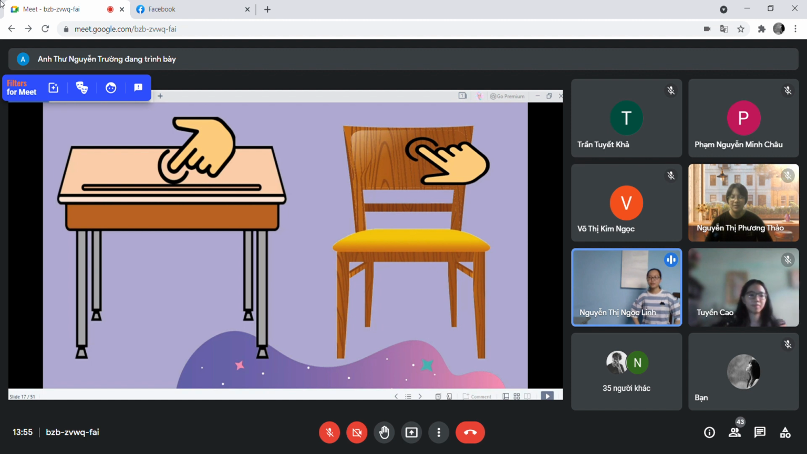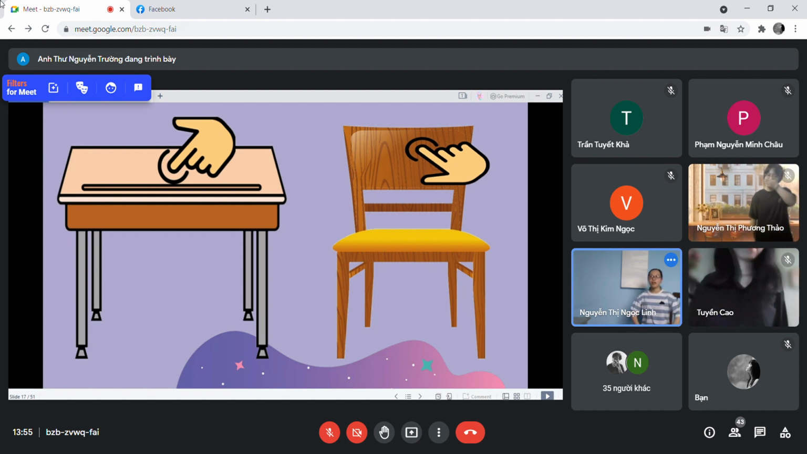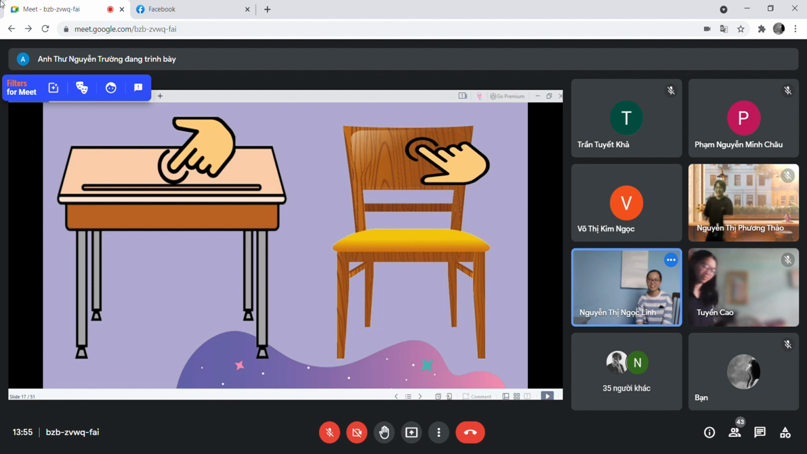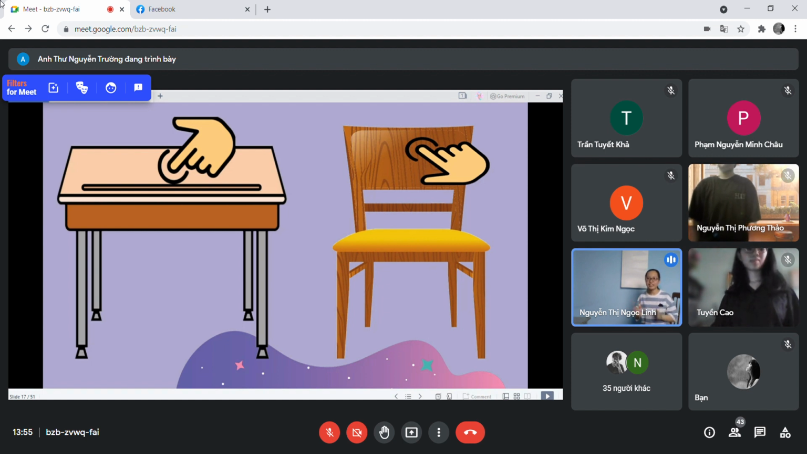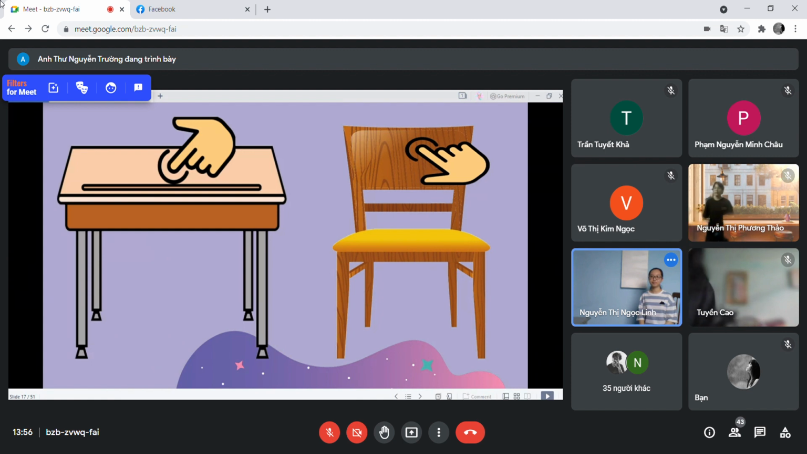Now, two volunteers, Thảo and Tuyền, stand up. Jump to the desk. Oh yes, jump to the desk. Okay. And walk to the chair. Yeah. Sit on the chair. Correct. Now stand up. Walk to the desk and touch the desk. Very good. Now sit down, please. Thank you.